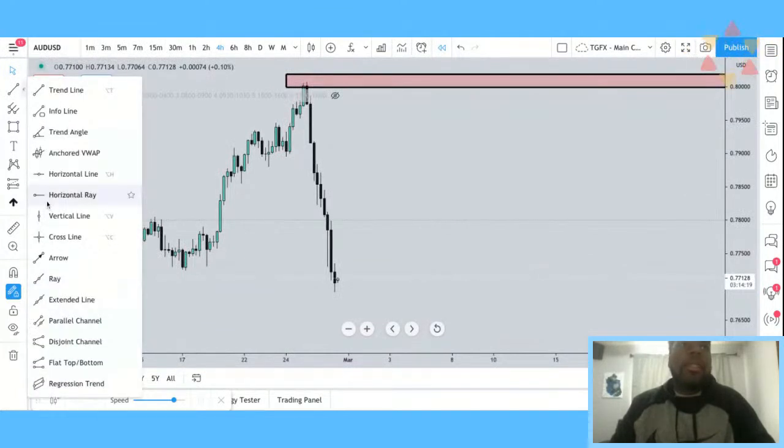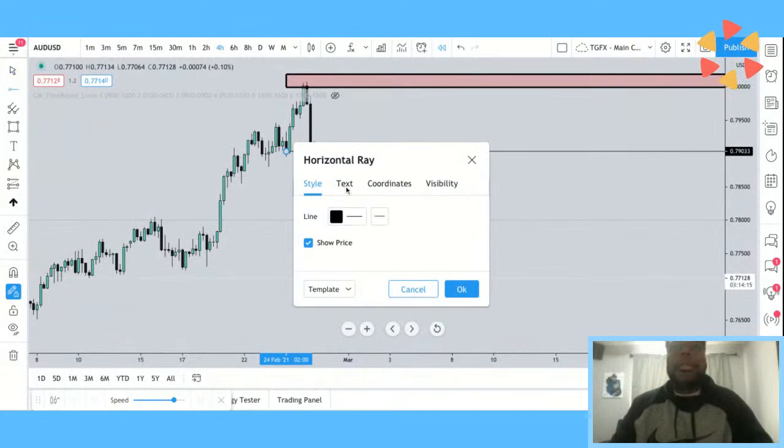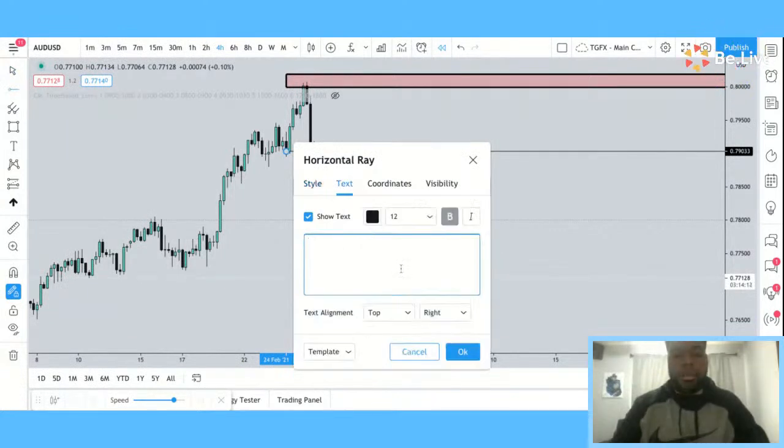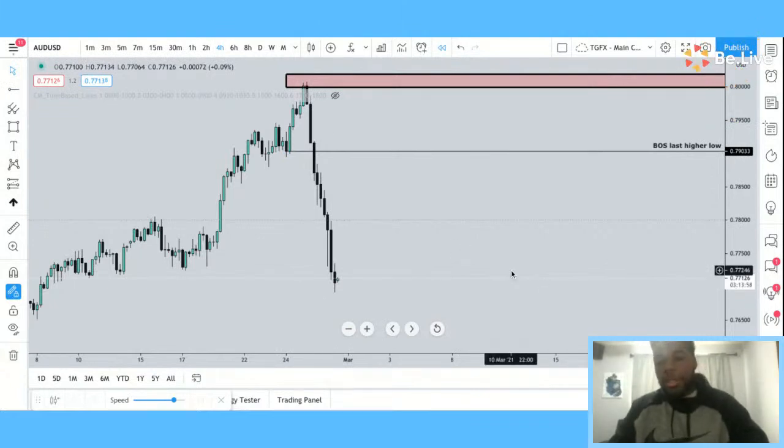If it helps you to annotate your charts, you can do something like this and just put BOS, last higher low. And that can just be a reminder for you that price is technically in bearish structure.